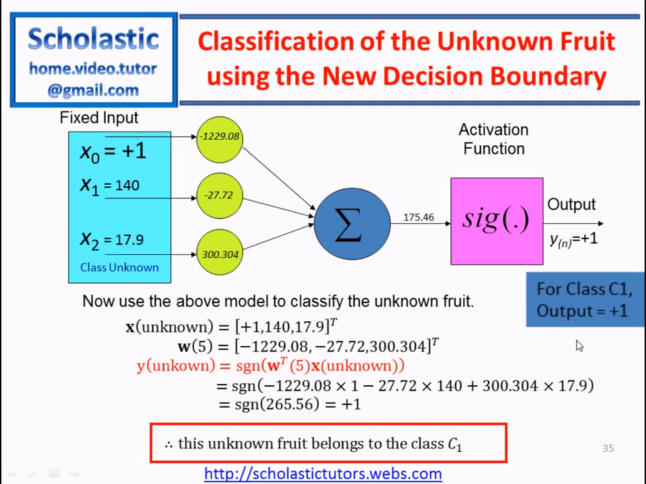Actually, once you get the classification boundary, it's basically a matter of substituting the input through the weight vector, calculating the summation, and finding out the value coming from the signum function. If it is +1, then it belongs to class 1. If it's -1, it belongs to class 2. You can try a different fruit that you think belongs to class C2 and see what output you get. If you get -1 as the output, that means your classification boundary is perfect.